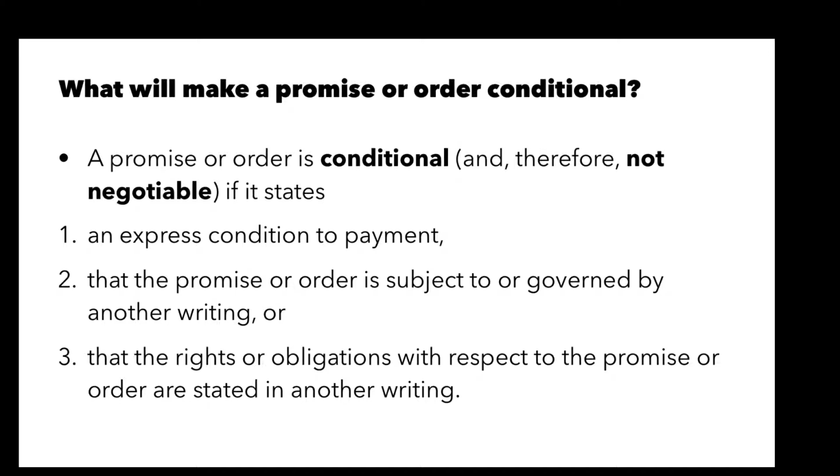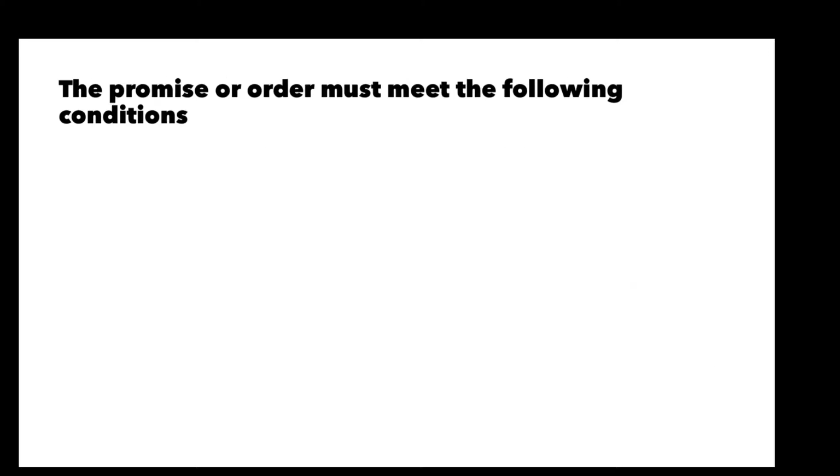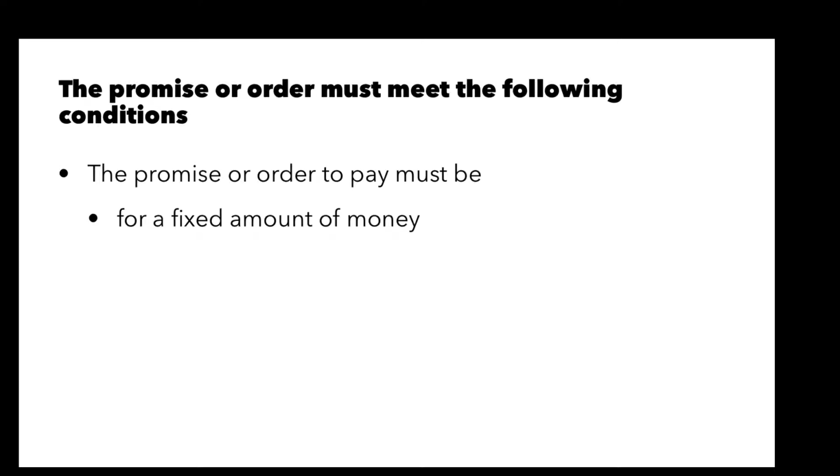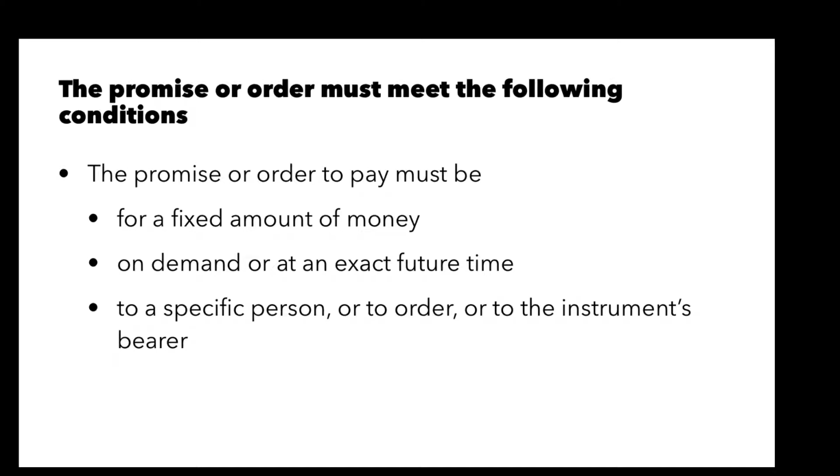Similarly, we cannot make an express condition of payment. "I promise to pay $1,000 provided that I am satisfied with the terms of this sale." That's an express condition of payment, and therefore that destroys negotiability. The promise or order has to meet the following conditions. Promise to pay or order to pay must be for a fixed amount of money, on demand or at an exact future time, to a specific person or to order or to the instrument's bearer.